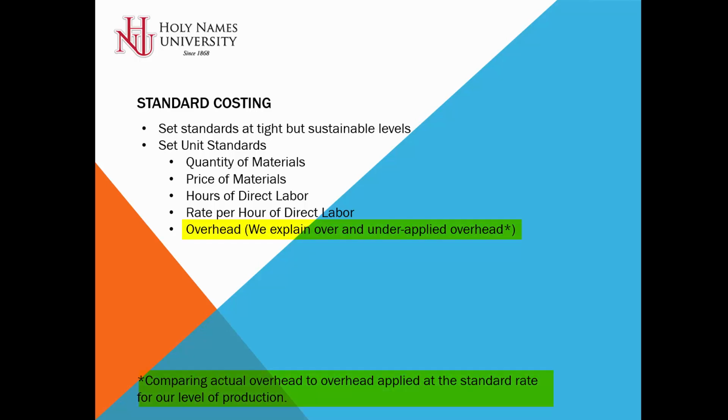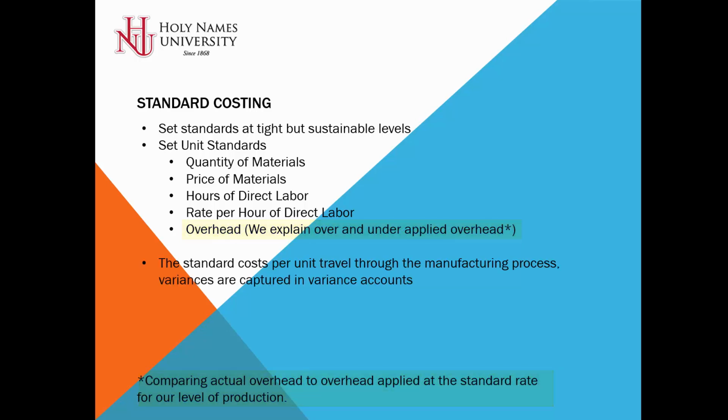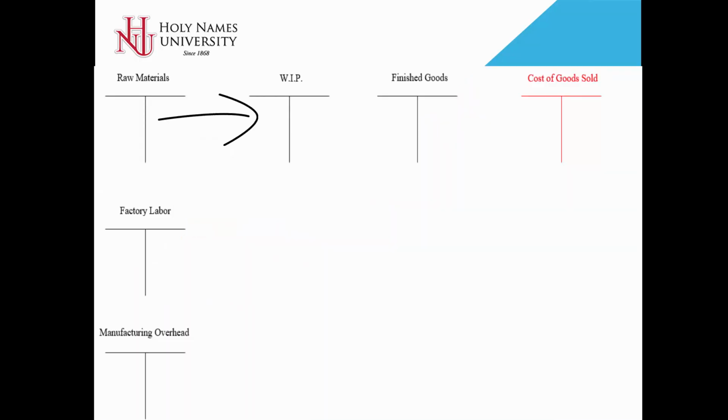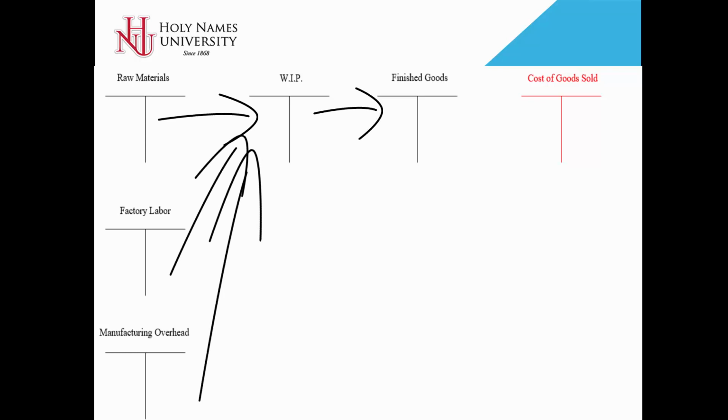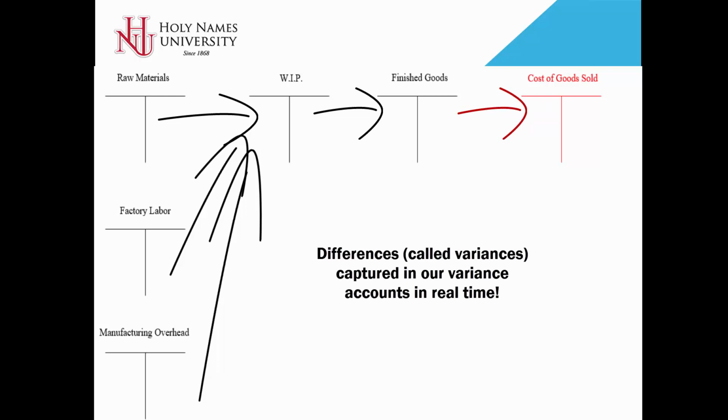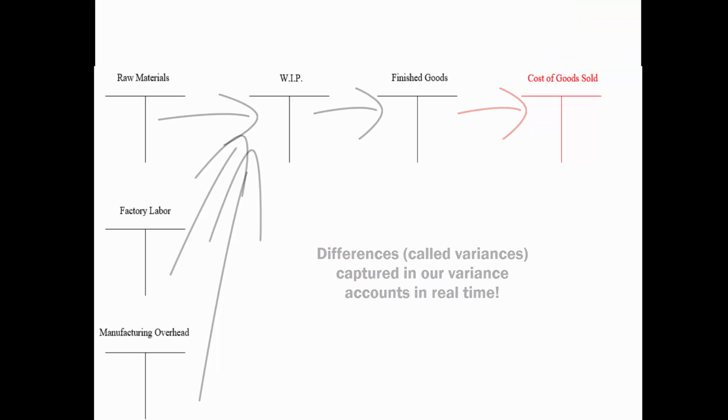We'll also look at overhead. We explain why it is overapplied and underapplied. What we're going to do is compare our actual overhead, the debits to the overhead account, to what we would have applied if we worked as efficiently as we had planned to work. The standard costs are the ones that travel through our familiar T accounts. They go from materials, labor, and overhead into work in process, from work in process into finished goods, from finished goods into cost of goods sold. And the differences between what we actually spend and our standards are captured in variance accounts.